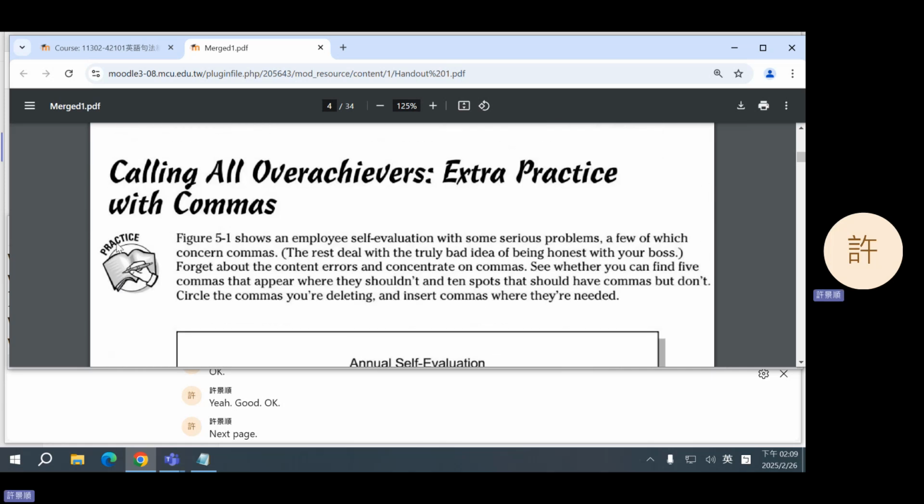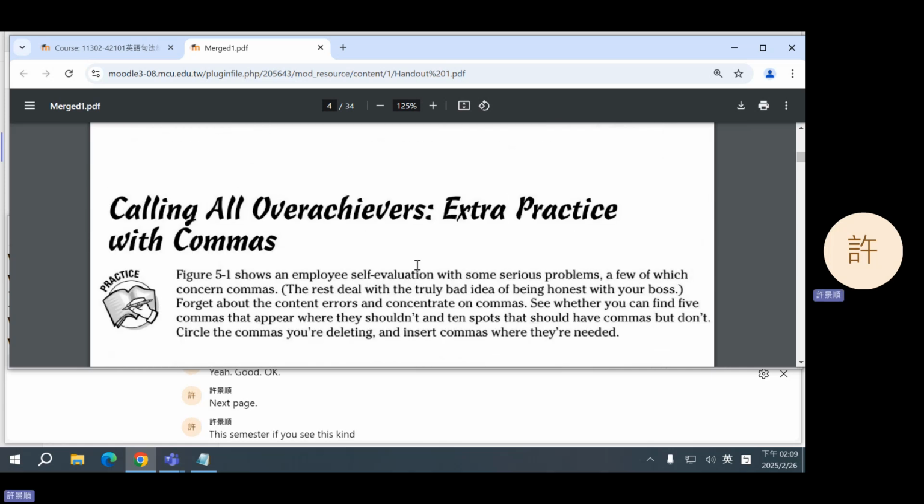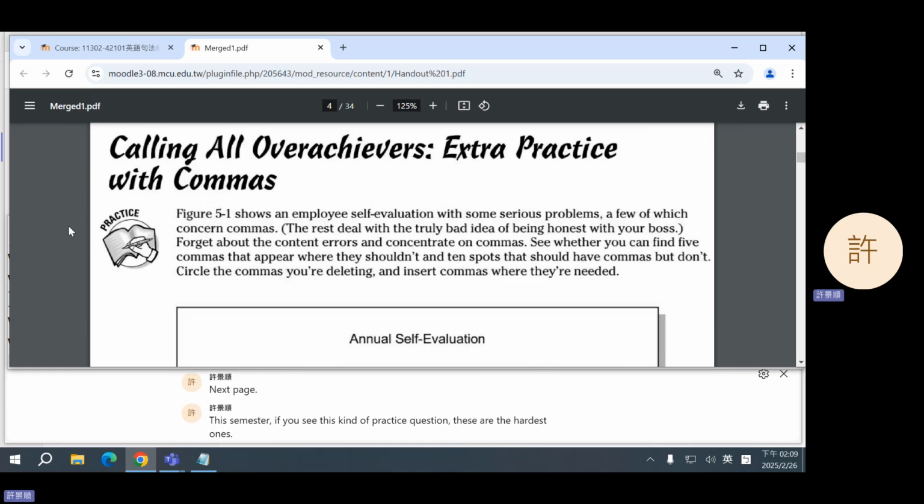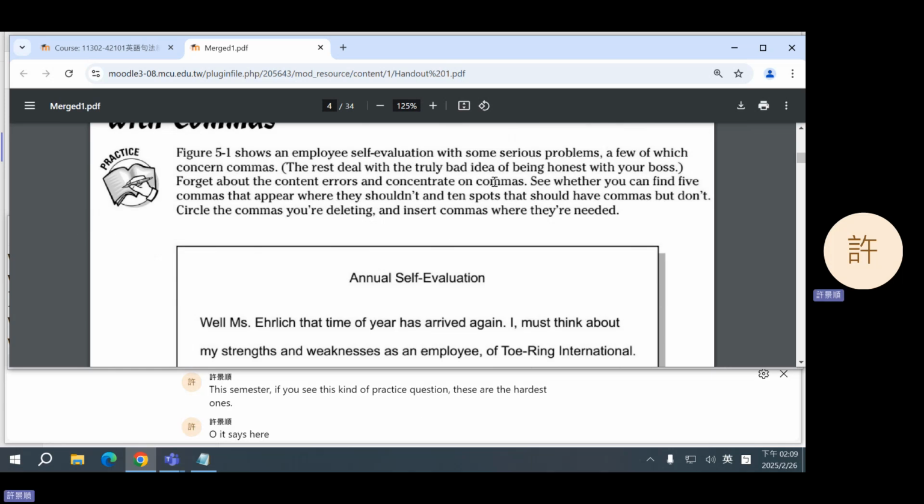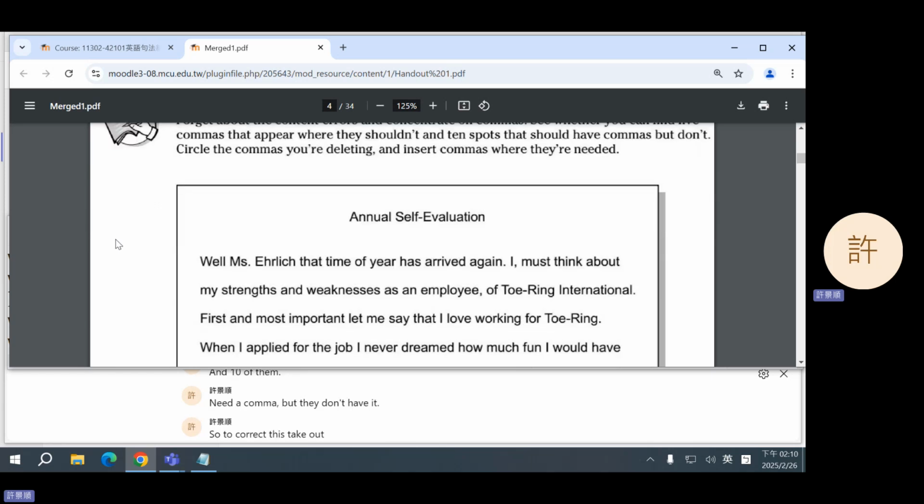So if you're new this semester, if you see this kind of practice question, these are the hardest ones. So it says here, concentrate on commas. There are 15 mistakes. 5 of them are extra commas, and 10 of them need a comma, but they don't have it. So to correct this, take out 5 commas and add in 10 commas.